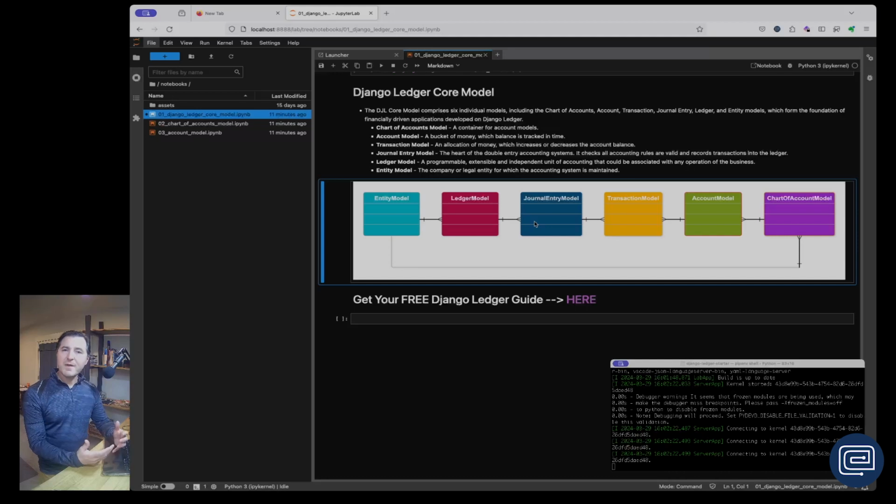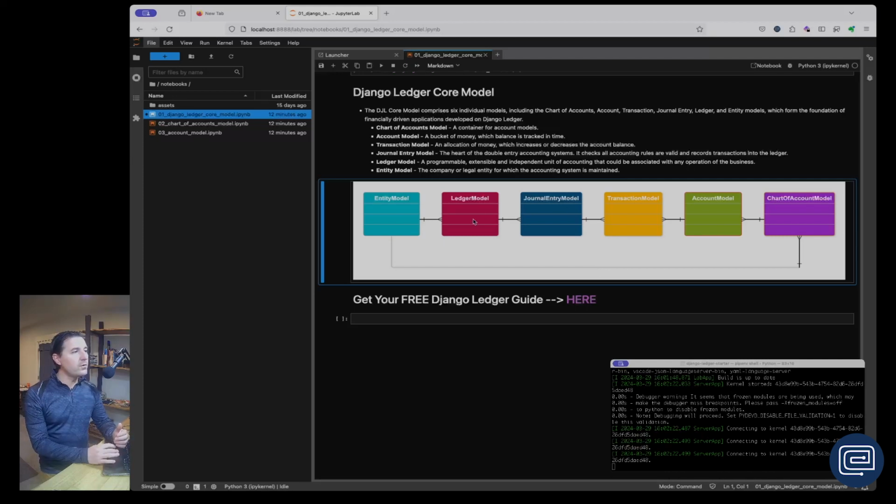There is a one-to-many relationship between the journal entry model and the transaction model. And that makes sense because one journal entry can have multiple transactions. The journal entry model is also responsible for validating such transactions. In other words, we want to make sure that the total credits equal the total debits for each individual journal entry model. This is the unbreakable rule of the accounting system.